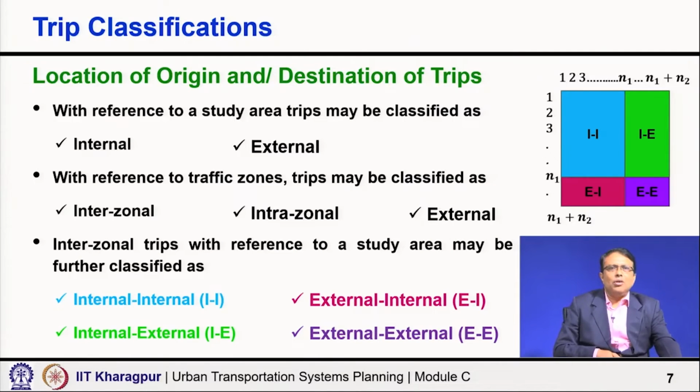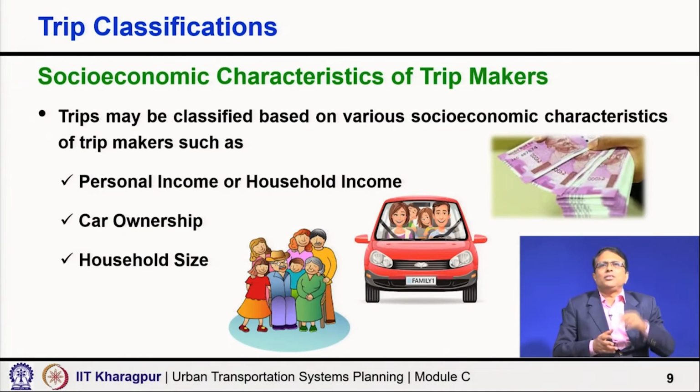We can also look at the trips based on the socio-economic characteristics of the trip maker. How many trips are being made? I can classify them based on income: how many high income group people are making trips, how many low income group people are making trips, because the requirements will be different. Requirements of different socio-economic segments are different.